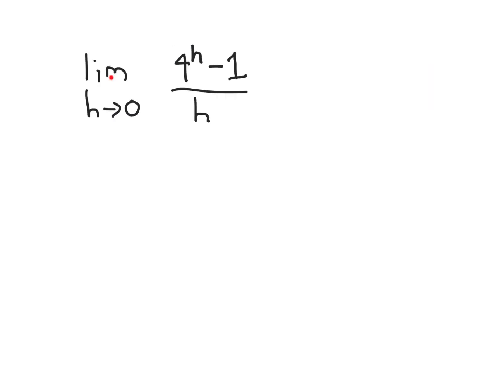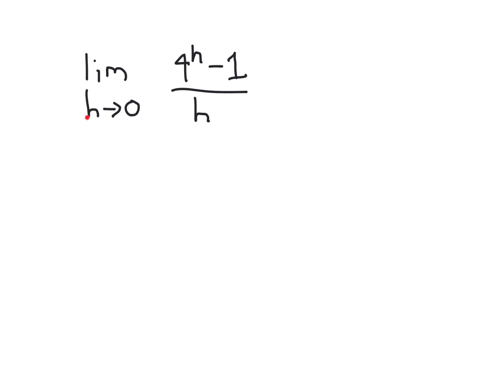So here we're going to look at the limit as h approaches 0 of (4^h - 1)/h. See, this is not an easy limit to figure out. We can't substitute h for 0 because once again we will get a divide by 0 error. Now it's not easy at all, even if there is a way, to algebraically manipulate this. So sometimes we just need to use our calculator.